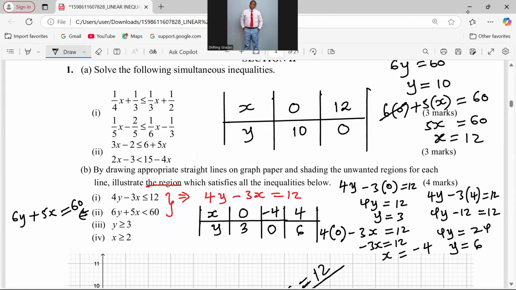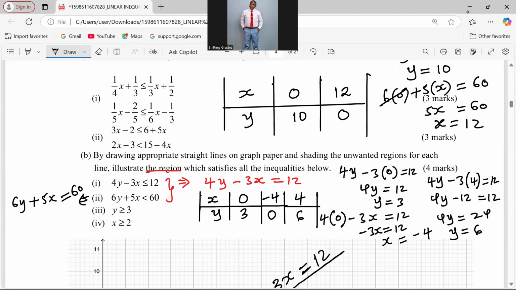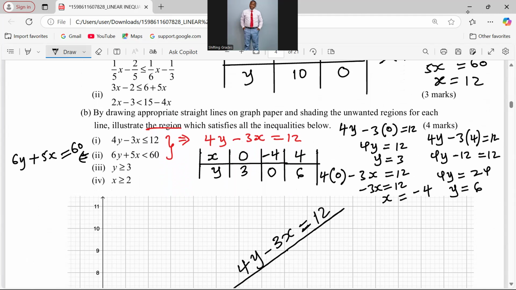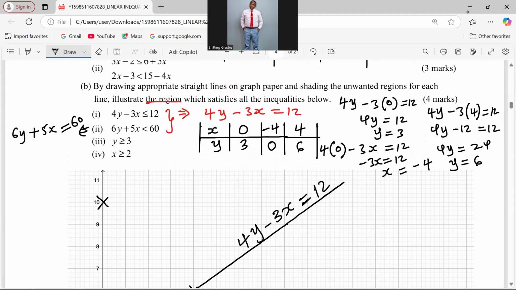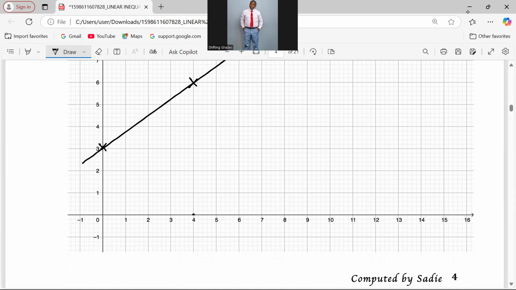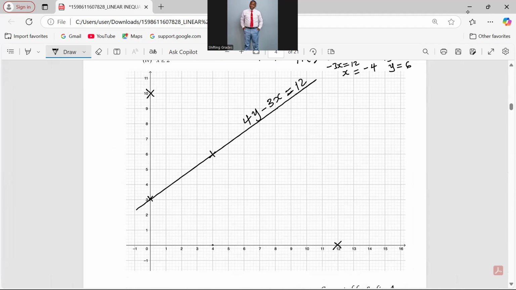For the second borderline, we can plot the two coordinates now, which are the intercepts. So we'll be having 0, 10 and 12, 0. 0, 10 is here, the y-intercept. And we will also talk about the x-intercept, which is coordinate 12, 0. Coordinate 12, 0 is here. So let me put across now the line through 12, 0.